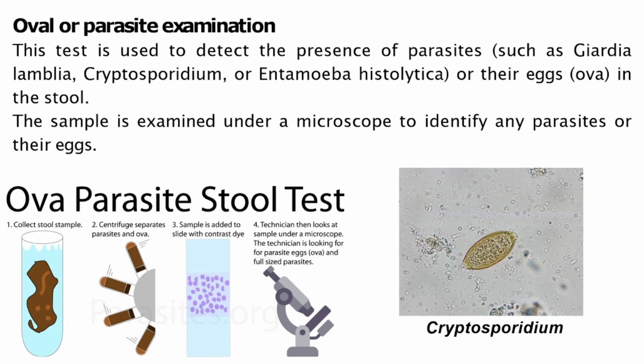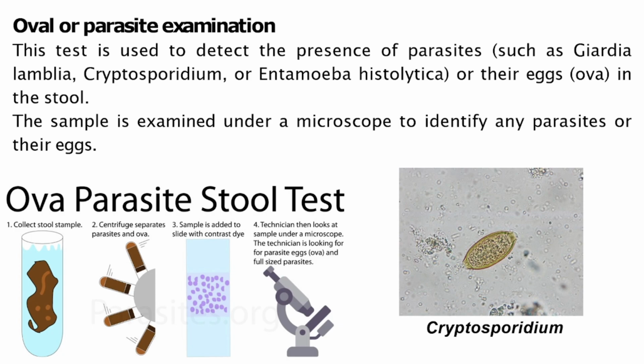As you can see in figure number 2, there is a Cryptosporidium. This is how Cryptosporidium looks under the microscope. You can see this is a very fine picture of the Cryptosporidium under the microscope. So this is all about the ova and parasite examination.